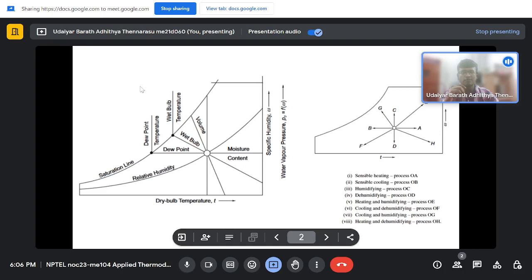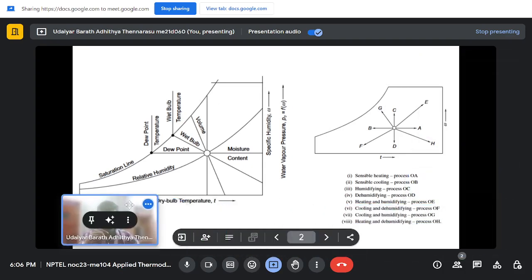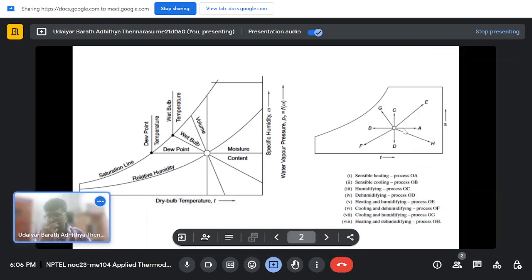and that wet bulb line is constant, the wet bulb temperature will remain constant. And you will also have some relative enthalpy lines passing through, which will be similar to the wet bulb. So these are the major constant lines, and specific volume lines can also be found in the psychrometric chart. Similarly, there are some processes which are shown on the right side.